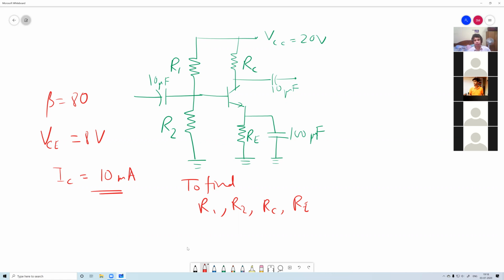Okay, so how to find this? How to solve this problem? Any ideas before we start?